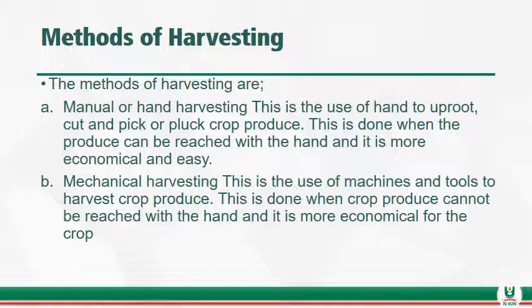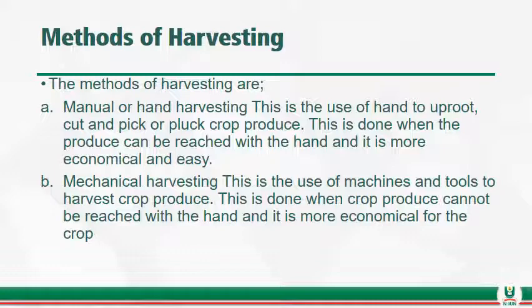We'll be moving on to the methods of harvesting, and there are two. The first is the manual or hand harvesting, and the second is the mechanical harvesting. Manual simply means the use of your hand to either uproot or cut or pick or even pluck the crop produce. This is done where your hand can reach, because that is how you can harvest. Of course, you're using your hand, so it's less expensive and it is also easy to do.